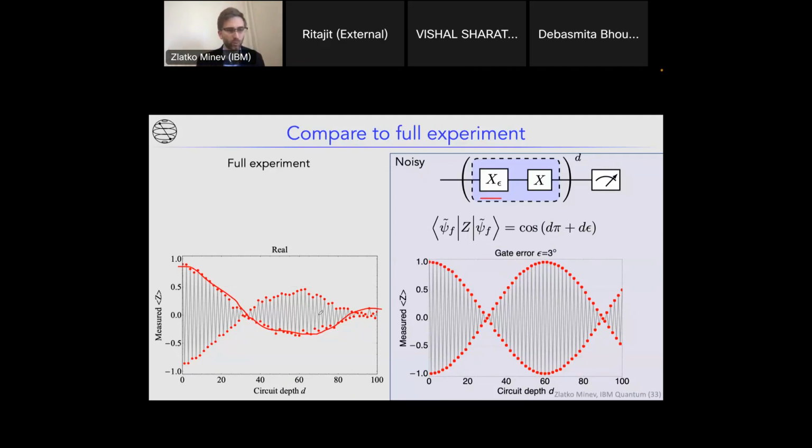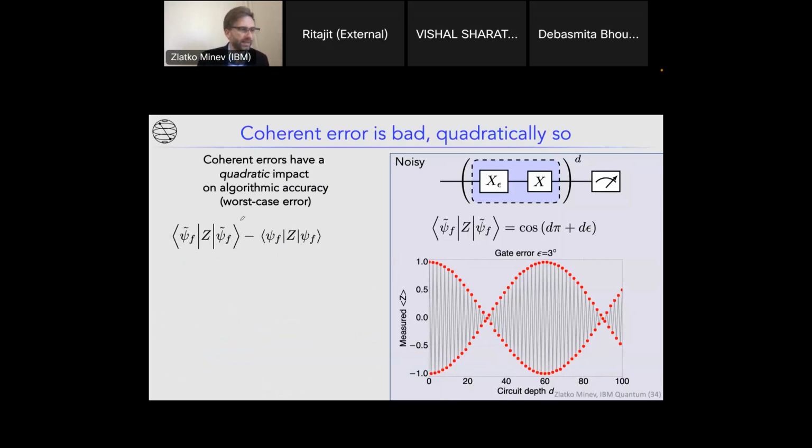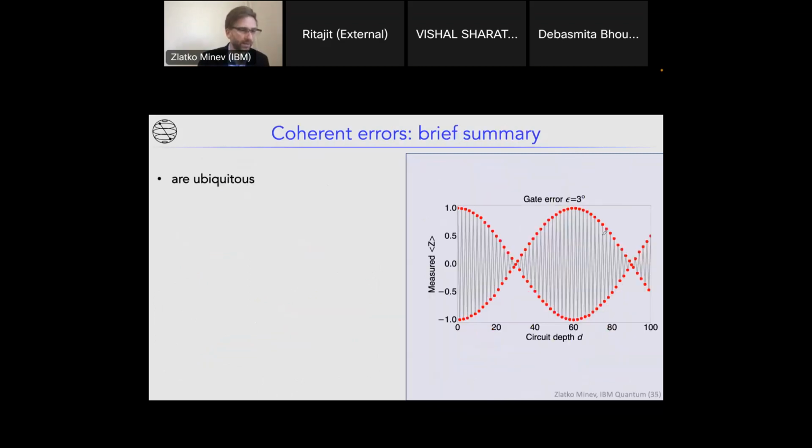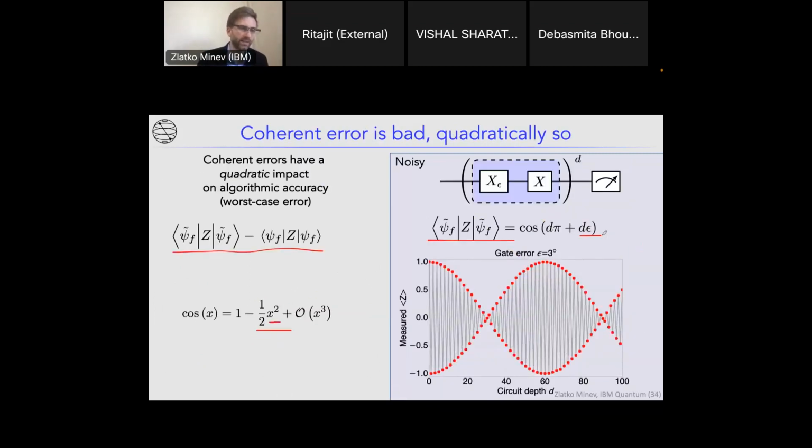And this is a very general qualitative statement about coherent errors. Keep in mind that these coherent errors will tend to have a quadratic impact on algorithmic accuracy. In other words, the worst case error, the difference of the ideal and noisy expectation values, if you expand the difference of these two expectation values to leading order, is quadratic in the error, which will be this d epsilon. And that's also generally true that these coherent errors can penalize you a ton.